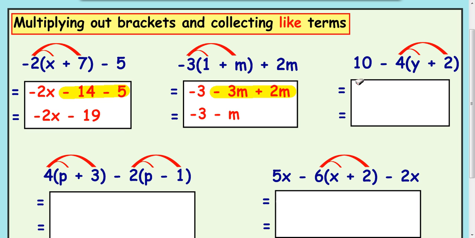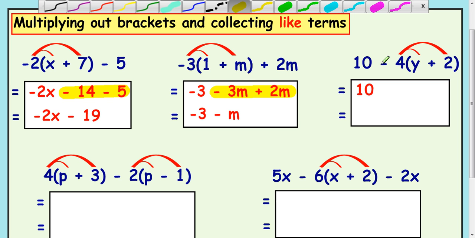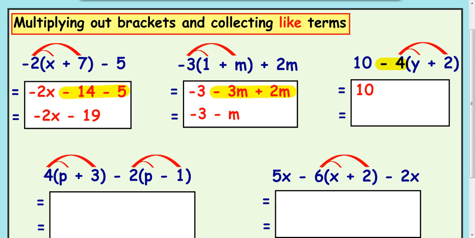Okay, in the next example, we've got a 10 here that's not been multiplied by anything. Don't be fooled into mistaking it for 10 take away 4 and doing that first. The rules of BODMAS suggest multiplying first before add and subtract. So you leave the 10 alone and then go into your multiplication. So think of that as negative 4, like this. And do negative 4 times positive y, which is negative 4y, and negative 4 times positive 2 is negative 8.